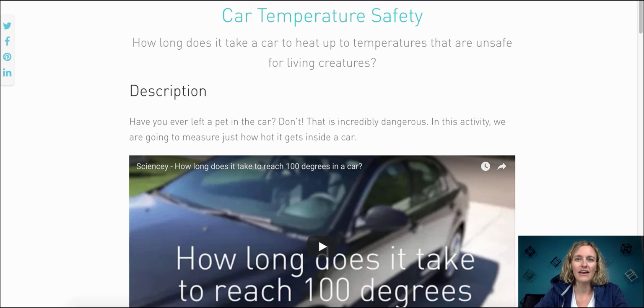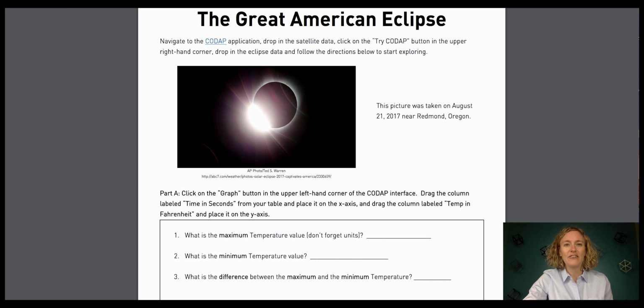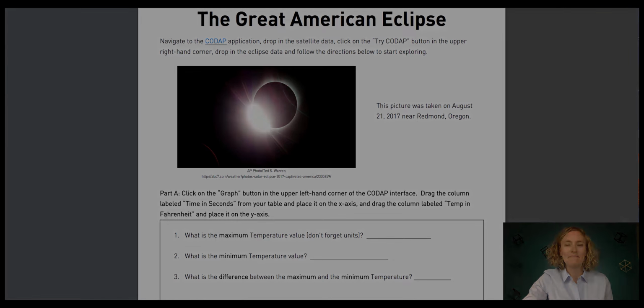The Great American Eclipse has the students using data taken during the 2017 eclipse and an application called CODAP to interpret the data. There is a worksheet included to help the students organize their thoughts and draw conclusions from the data.